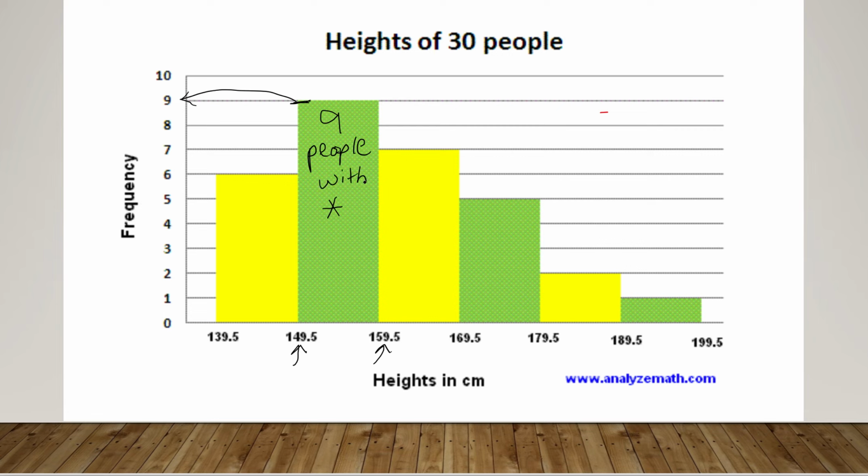So 9 people with heights between 149.5 and 159.5. You just want to keep in mind that as you look at any particular bar, it's going to give you the number of people with heights that fell in that particular class, from the number that begins the bar to the number that ends the bar. All right, so we're going to take a look at some questions, and we'll be coming back to this graph to answer our questions.